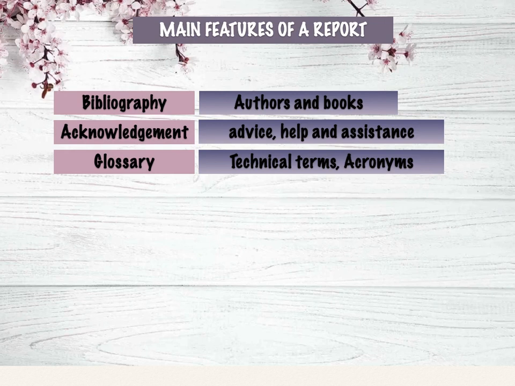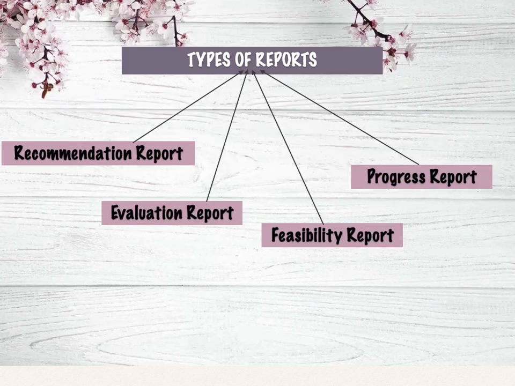An acronym means certain terms like IRA or maybe INR, where you would be expanding these alphabets. So this is what you do with the glossary part, and that is the last part. So these are the main features of a report. Now let's move on to the different types of reports.